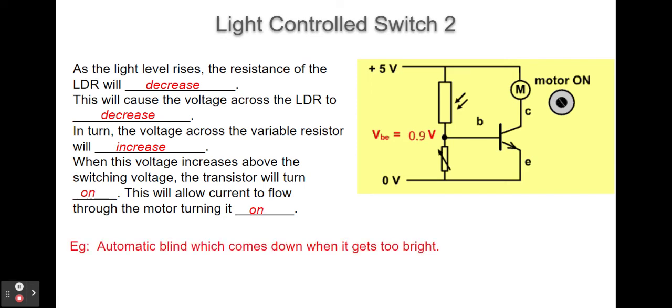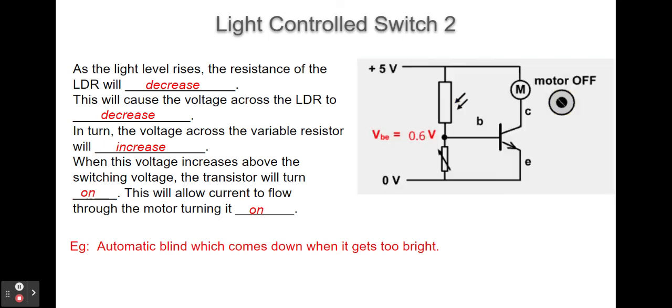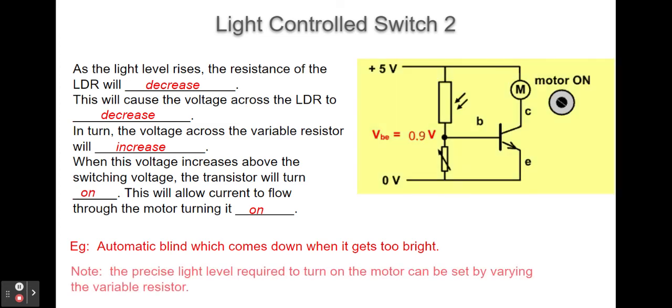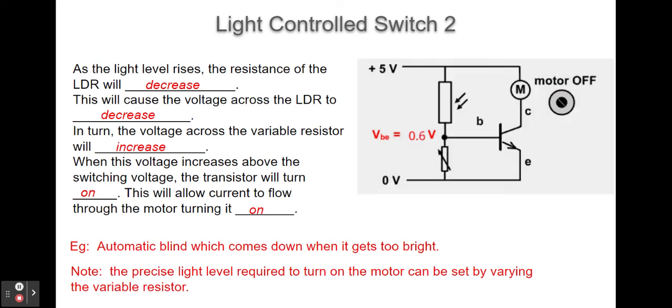An example of this might be an automatic blind, which comes down when the sunlight gets too bright. Again, the precise light level that could turn the motor on or off can be set by altering the variable resistor.